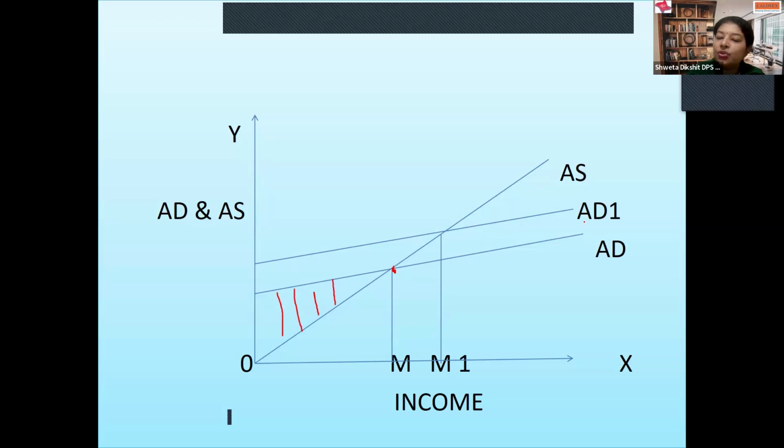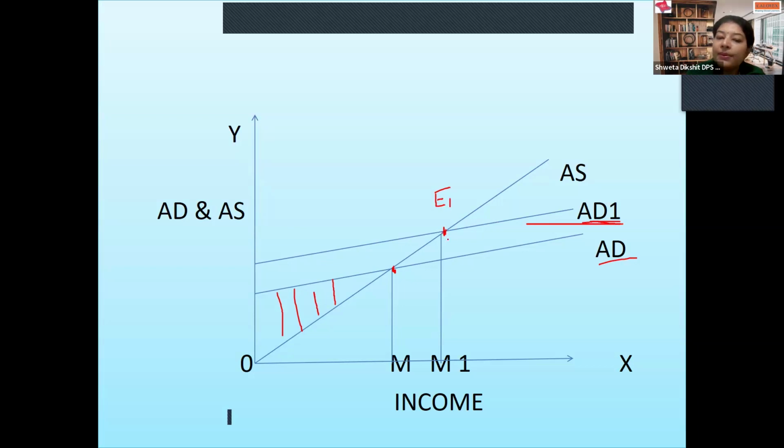But when things don't go as per our planning and AD is greater than planned demand, I repeat, AD is greater than planned demand, means we had planned this AD and AD1. That means this is the higher AD which we had not planned, which is actual. That means in the economy, demand is greater than what we had planned. In that situation, the AS curve is being intersected at a different point. This is the new equilibrium point E1.